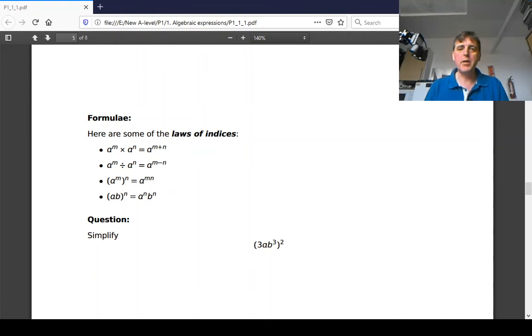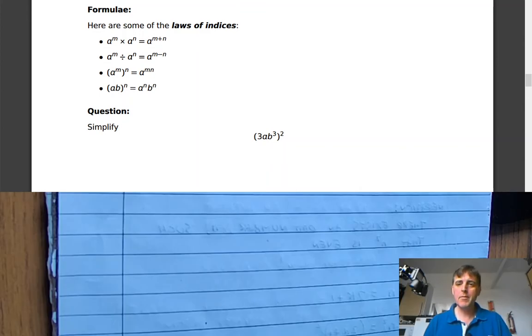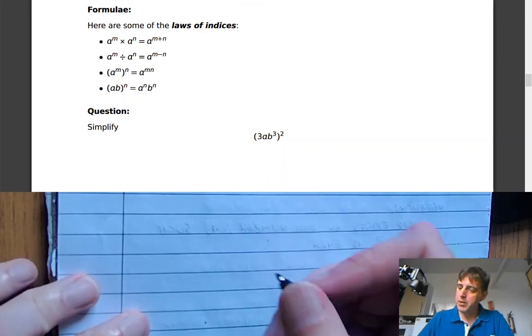Let's have a look at this one here, which is now on the screen. Try and work out how this one works, and we'll check the answer very shortly. Okay, so let's see how we got on with this one.